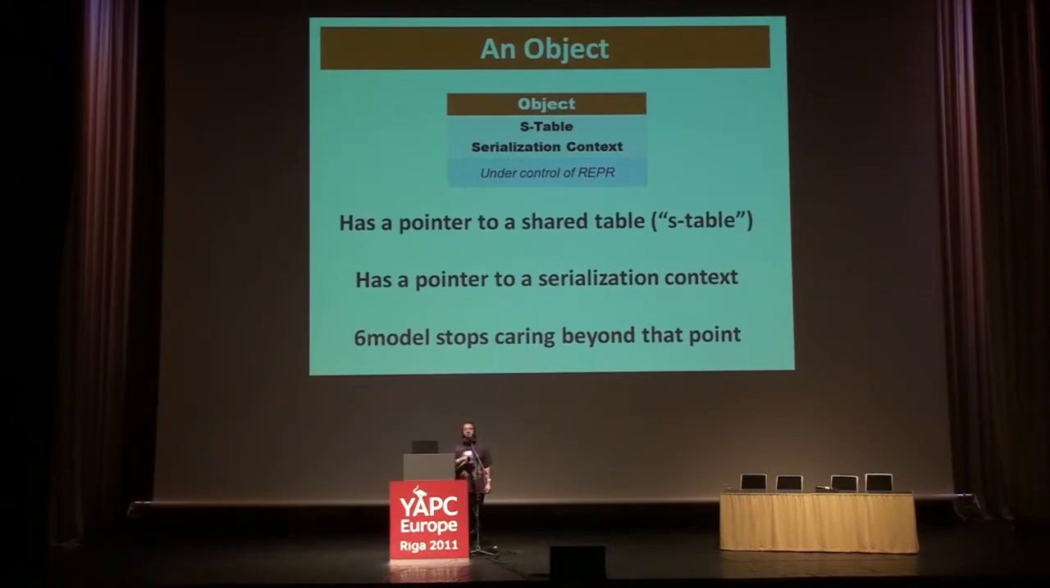And that's where we get our representation polymorphism. That's where we get the ability to maybe store attributes in a hash, or just to store them in a flat, compact layout, or whatever we see as the interesting thing.